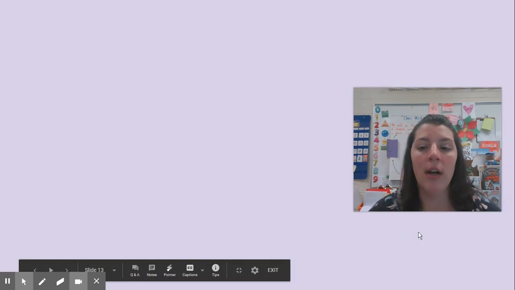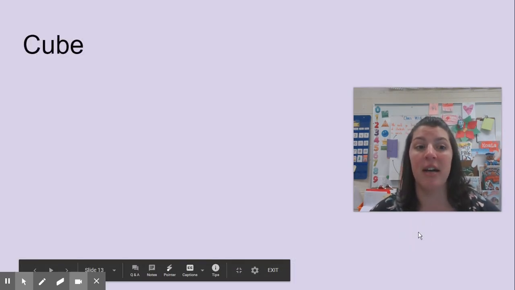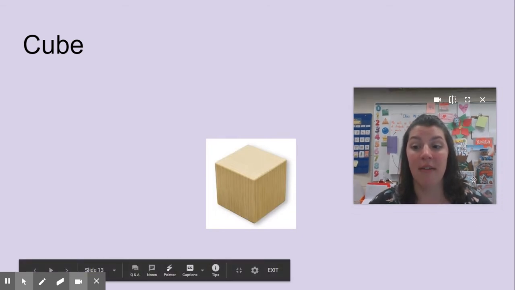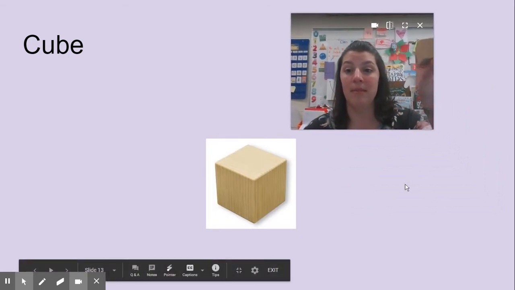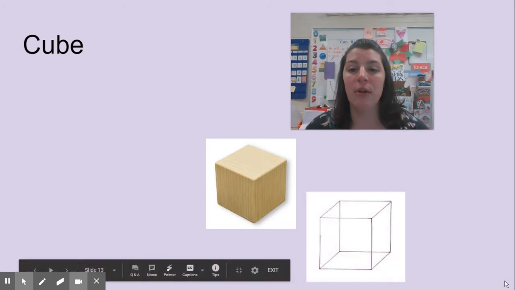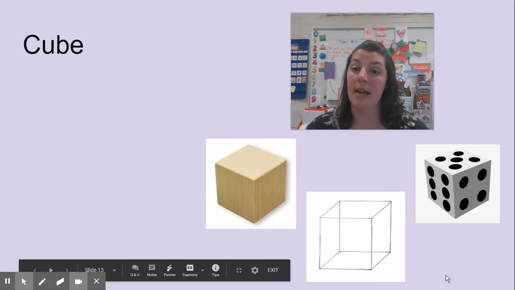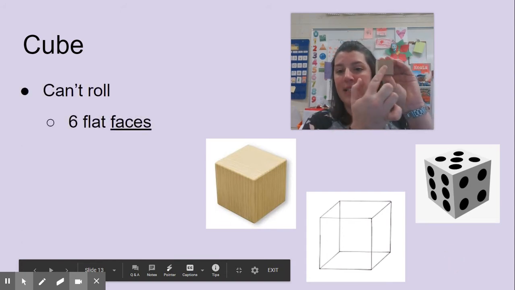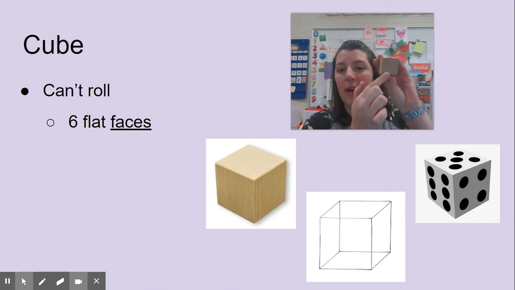Let's talk about what the attributes or characteristics of a cube are. A cube looks like this. You probably have blocks that look like that at home, just like we have at school. If you are drawing a cube, you would draw it like this, so you could see all the different flat faces or sides. And a dice or die is an example of a cube you might have at home. Cubes cannot roll. They have 6 flat faces. It looks like a square on each side.